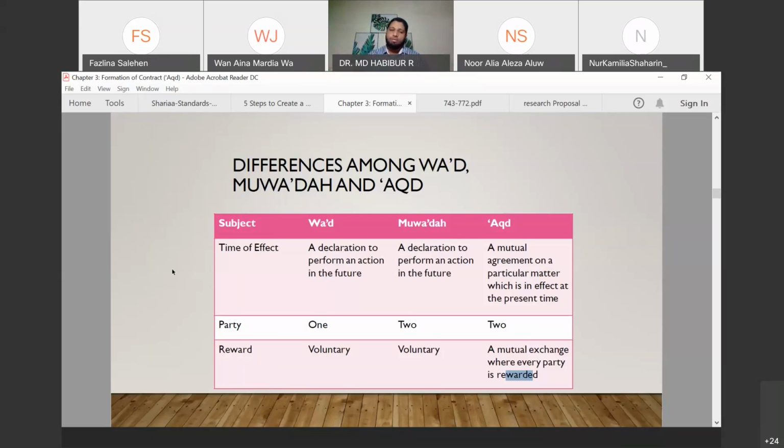For example, the buyer says, I will buy your house tomorrow or next week. The seller already incurs some expenses, let's say 5,000 ringgit. In that case, the purchaser cannot revoke the promise. He has to buy the house, otherwise he has to pay that compensation. 5,000 ringgit he has to pay to the seller, because the seller made these expenses based on his promise. Okay. So you can discuss this issue, and when you discuss, you can learn many things related to the wa'ad. All right. So this is the basic difference between wa'ad, muawada, and aqad.